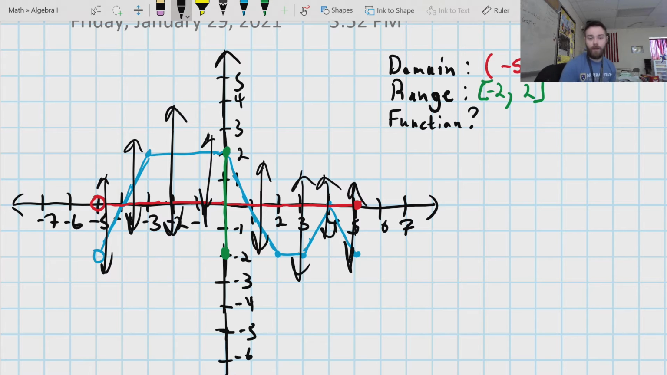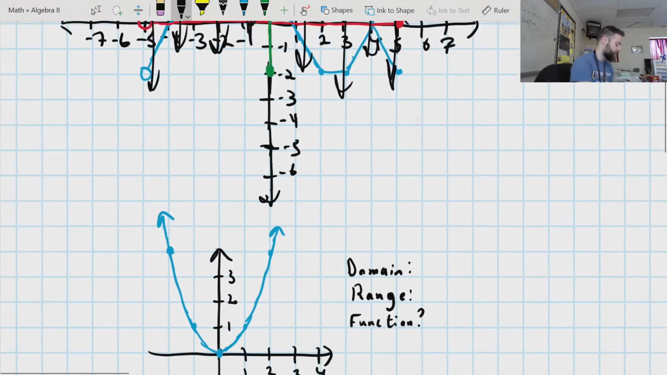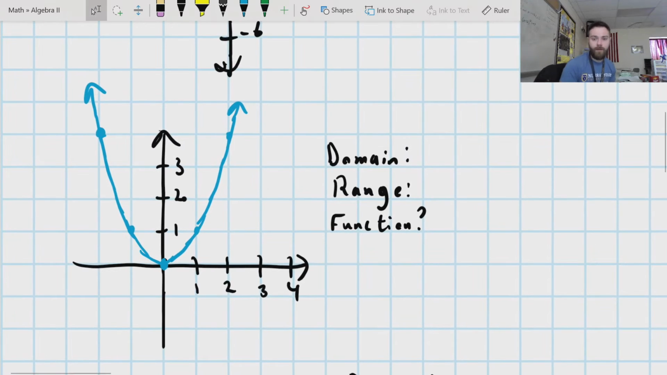So all those vertical lines are telling me is whether or not I'm hitting more than one point. So this is a function. We'll see some that are not functions, but we're going to continue. Now, this is a pretty famous function. This is the square function, which goes along with the first video in this unit.